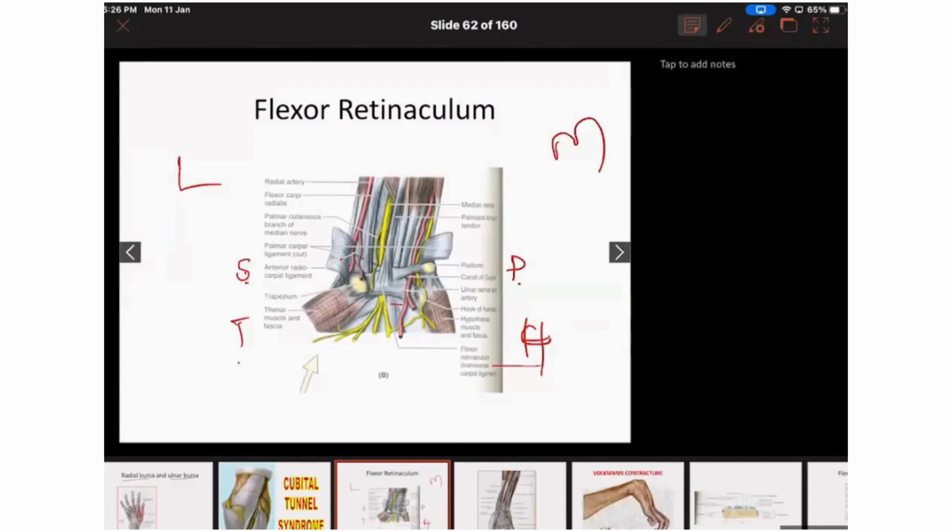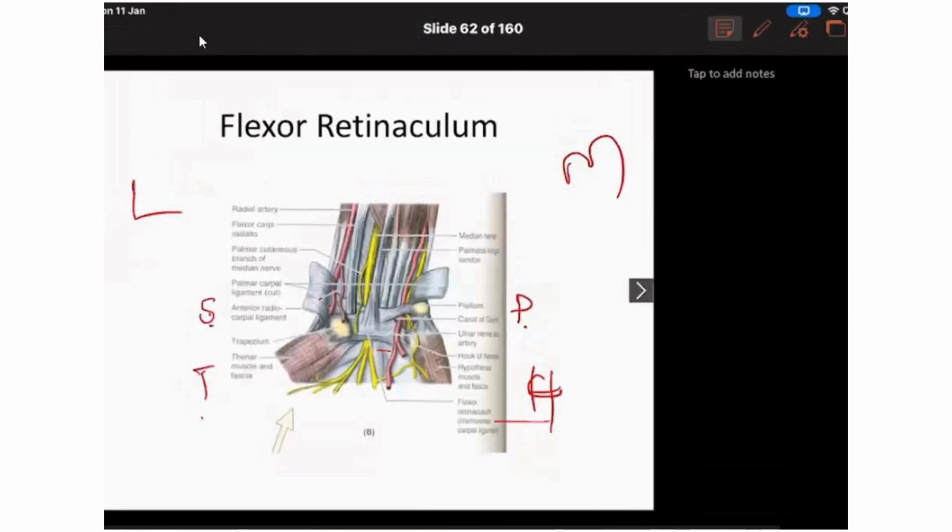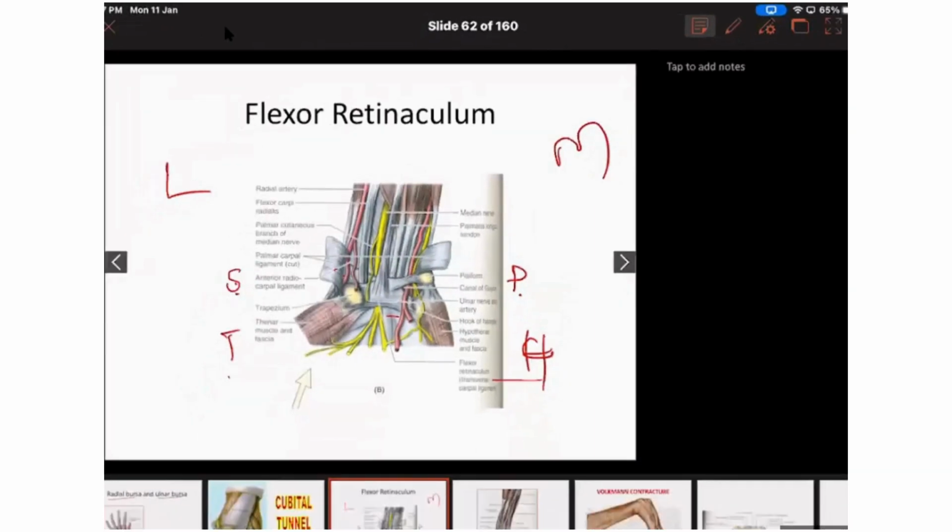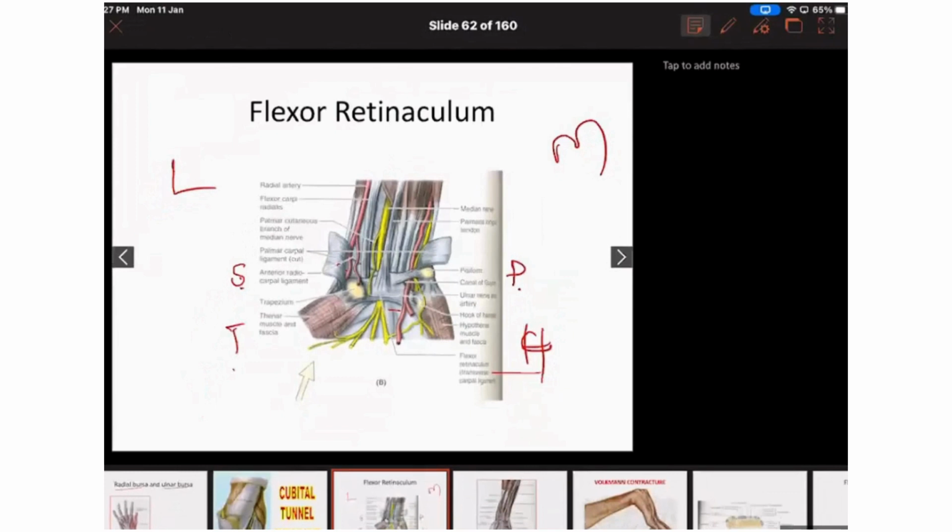So what is the retinaculum you expect here? Here it is flexor, so here it should be extensor. What is this bone? The lateral bone of the forearm is the radius. This is the lower end. Extensor retinaculum.